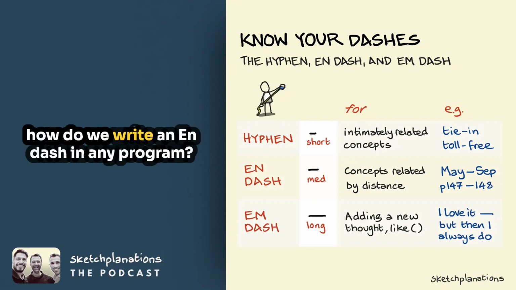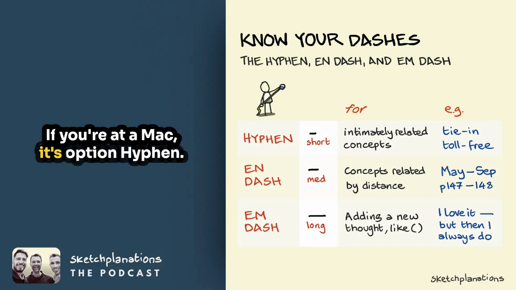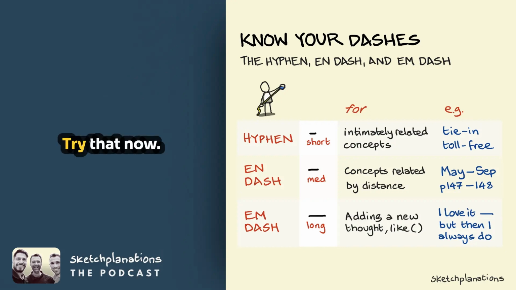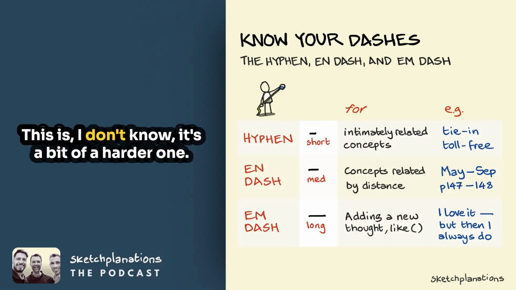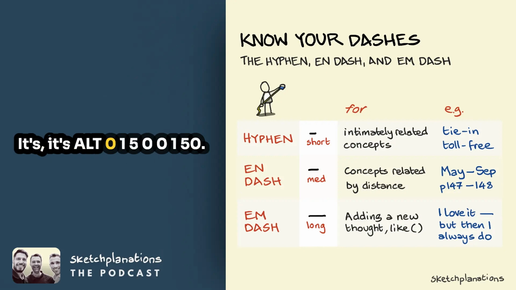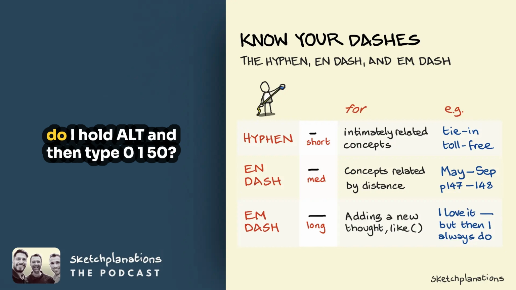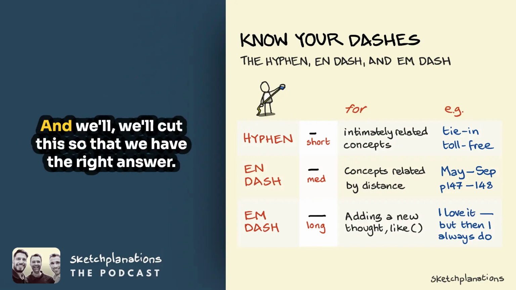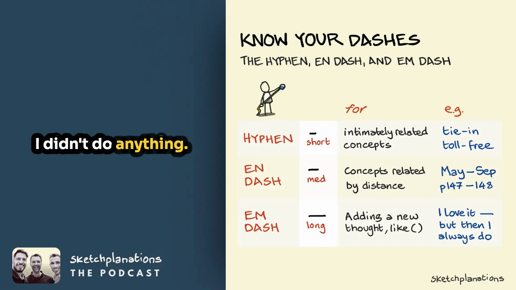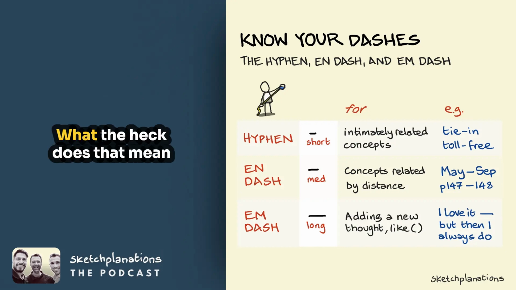And how do we write an N dash in any program? If you're on a Mac, it's Option hyphen. Try that now, which you can give a go. And Windows, I don't know, it's a bit of a harder one. It's Alt 0150. How do you do Alt 0150? Do I hold Alt and then type 0150? I don't know. Can you test it for me? And we'll cut this so that we have the right answer. Yeah, I didn't do anything. 0150. Yeah, what the heck does that mean?